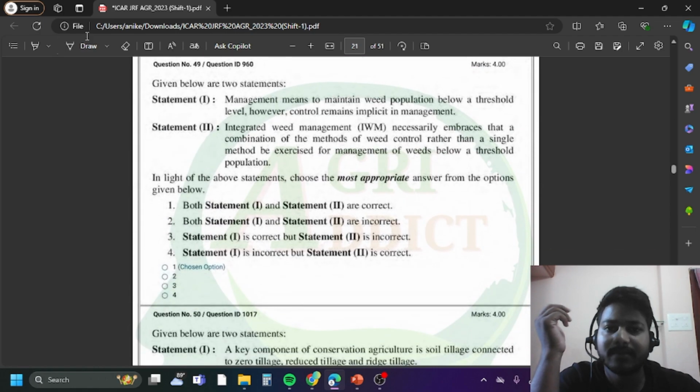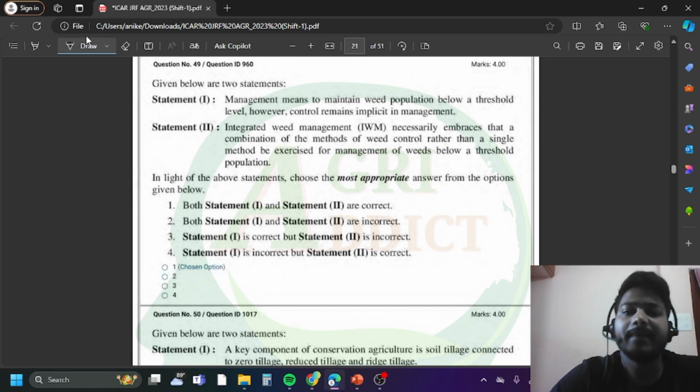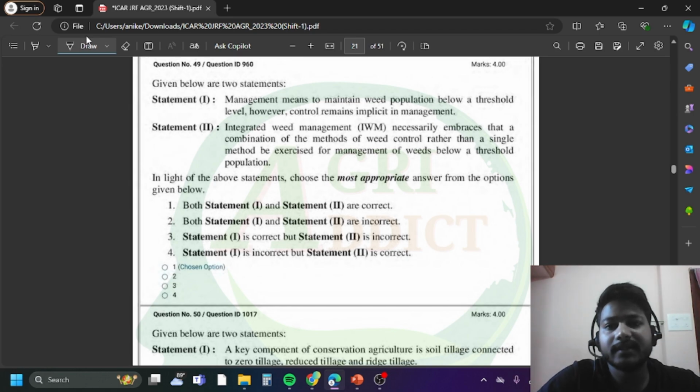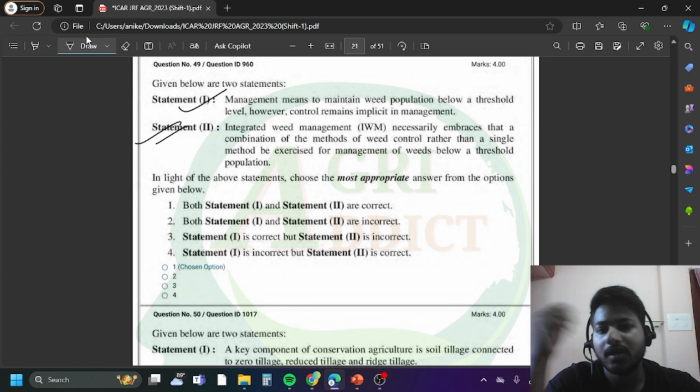Next, statement type of question. Management means maintain weed population below a threshold level. Okay, correct. Integrated weed management necessarily embraces a combination of methods of weed control rather than a single method. Yes, integrated means combination of all the methods. So statement 2 is also correct. So both statement 1 and 2 are correct.